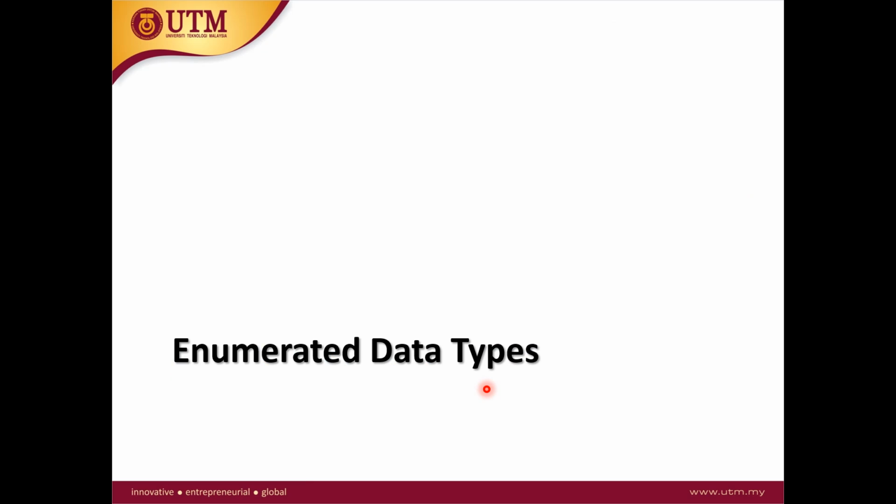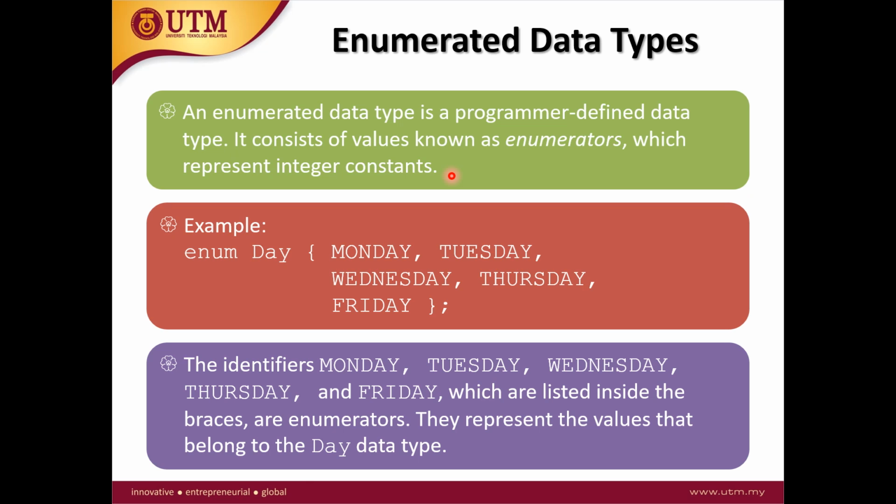And let's talk about enumerated data types. It's a data type that is defined by the programmer, by you, when you are writing your program. It's going to consist of some values known as enumerators, and they represent integer constants. For example, enum day, which is going to be the name of the data type, and inside day we've got Monday, Tuesday, Wednesday, Thursday and Friday, and those are going to be translated to integers. We can discuss that in the upcoming slides.